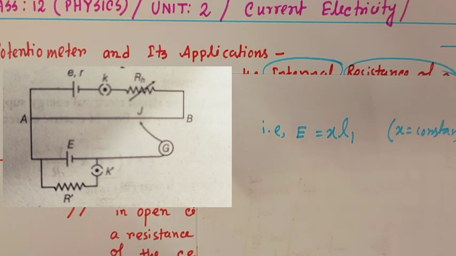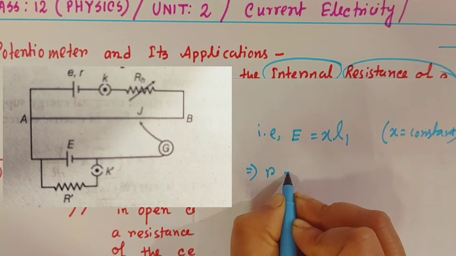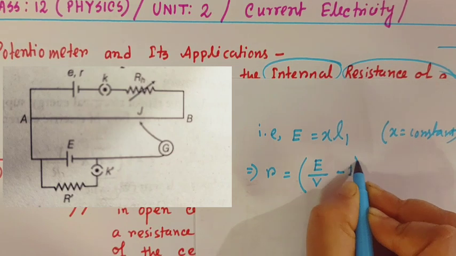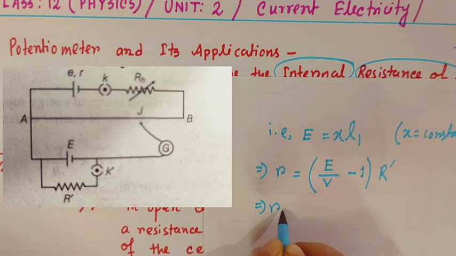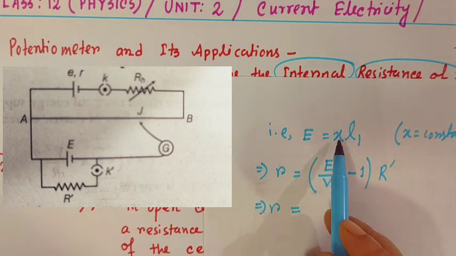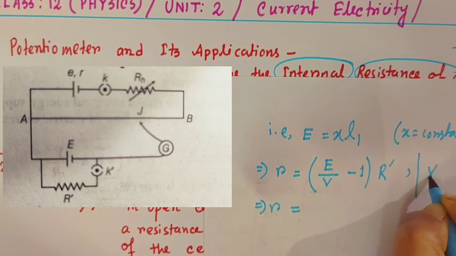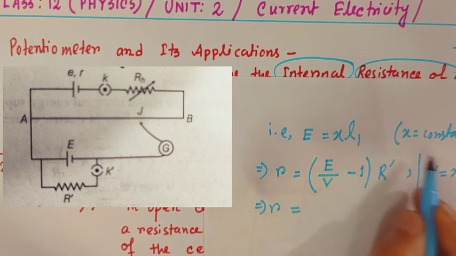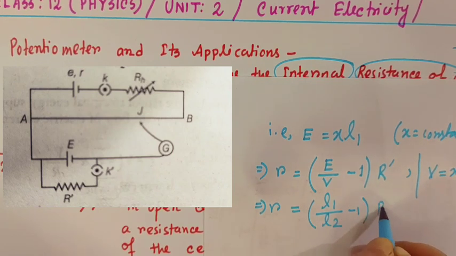That is, by using the formula of internal resistance, we can write r is equal to (E divided by V minus 1) R prime. This implies r is equal to, again what is the value of E by V? E is equal to X L1, and from the figure we can write V is equal to X L2. So E divided by V means L1 by L2. So in place of E by V, you can write (L1 by L2 minus 1) into R prime.